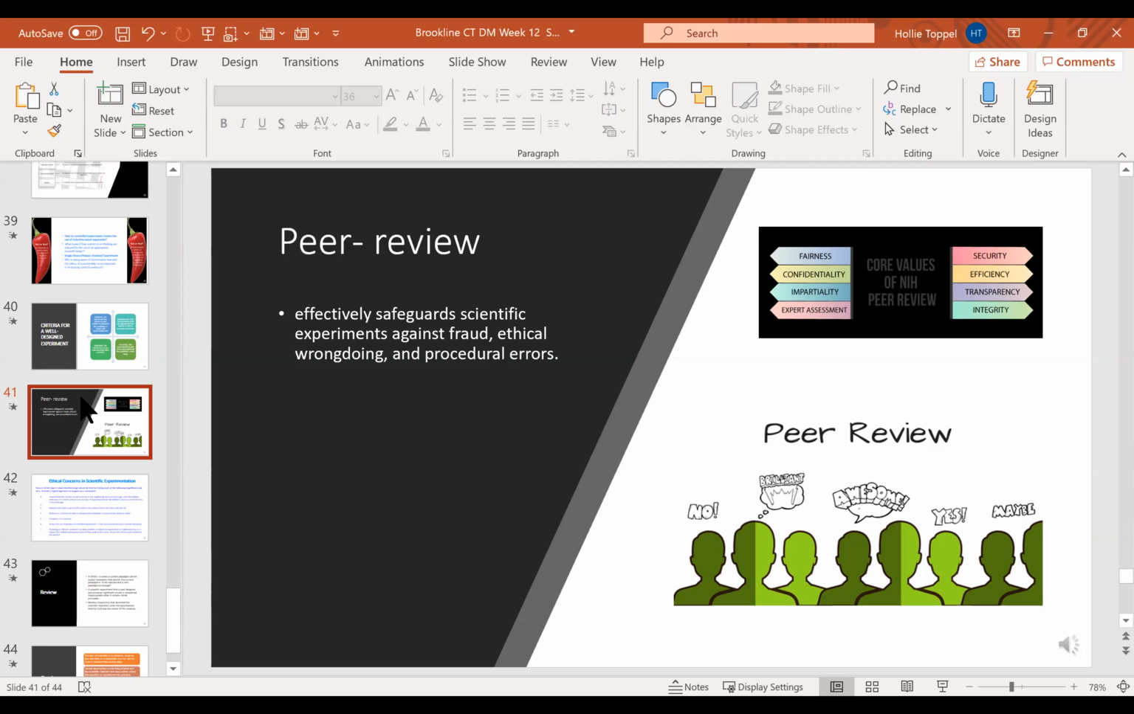Can you become one and earn money? Yeah, you can if you have those qualifications. You need to have security, efficiency, transparency, and integrity. Those are the core values of peer reviewers. You can become one and you get money.